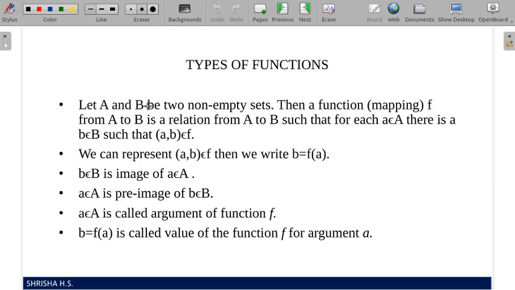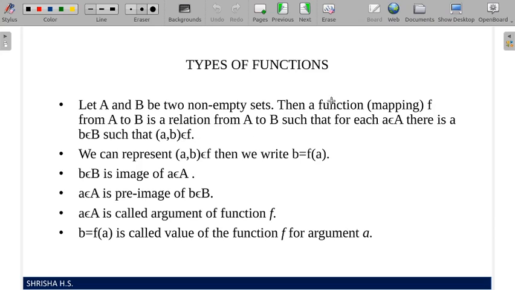So let A and B be two non-empty sets. A function, which is also called a mapping. So a function f from A to B is a relation from A to B. Basically, it's a relation, so it should satisfy all the conditions for being a relation. So the function f from A to B is a relation from A to B such that for each element A there is an element B such that the ordered pair A comma B belongs to that function.